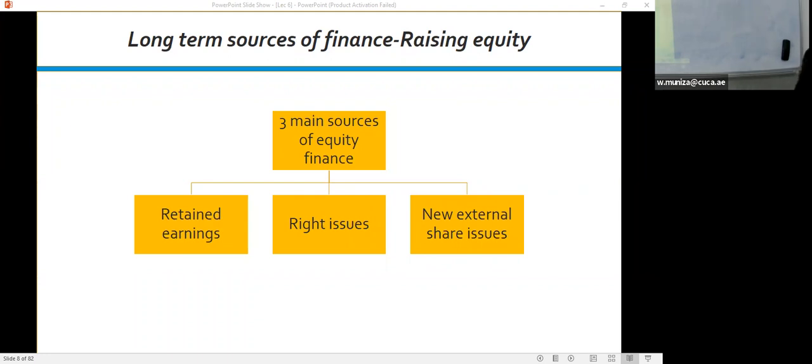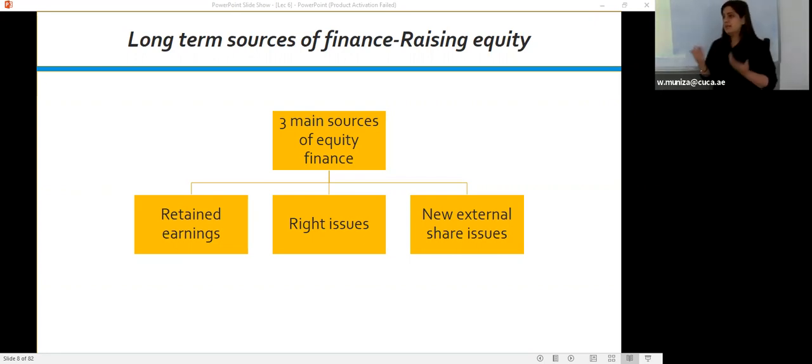Okay, now students, in long-term sources of finance, in order to raise equity, we do have three basic ways. First is retained earnings, the second is rights issue, and the third one is new external share issue. The first category, retained earnings, is the way in which the organization is using its retained earnings to operate the operations. Say, for example, the organization is not issuing any kind of shares, but the amount which is retained in the organization and is not given as dividends to any shareholders will be used as the finance in the organization.